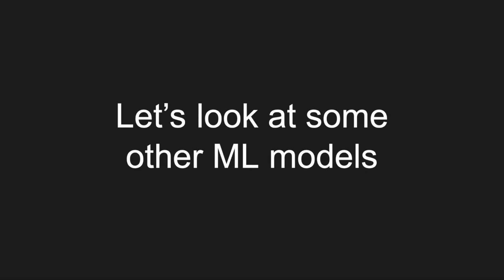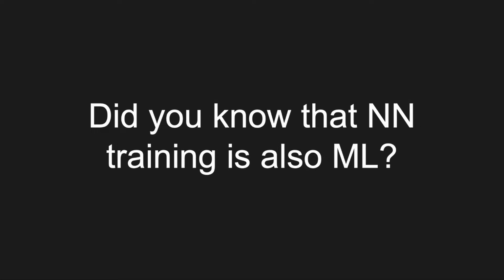Now that we've understood a little bit about neural networks, let's look at some other machine learning models. Did you know that neural network training is also actually machine learning? When you train a neural network, you're essentially doing machine learning. So neural network training is a subset of the broader term of machine learning. Any training that you do for a neural network is effectively machine learning, because you're training a machine to understand something from your data and then behave based on the training that is given to the neural network.